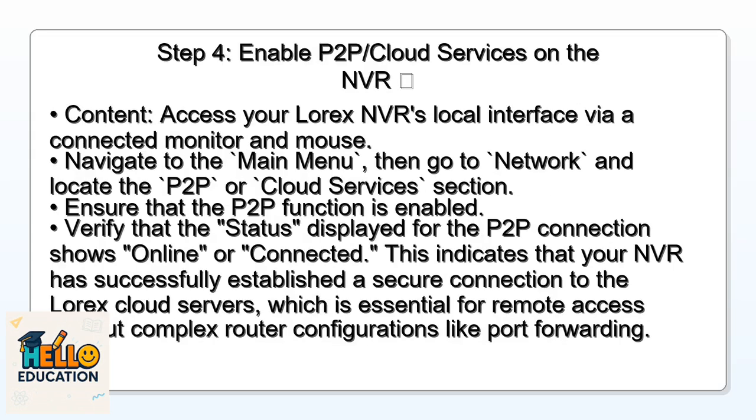Step 4: Enable cloud services on the NVR. Access your Lorex NVR's local interface via a connected monitor and mouse. Navigate to the main menu, then go to Network and look at the P2P or Cloud Services section. Ensure that the P2P function is enabled. Verify that the status displayed for the P2P connection shows online or connected.